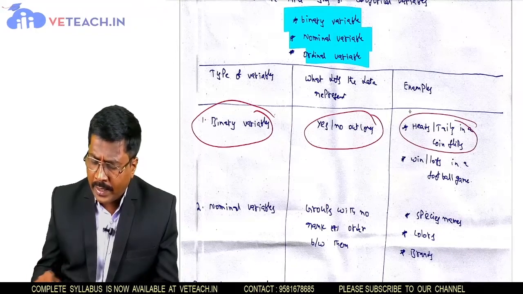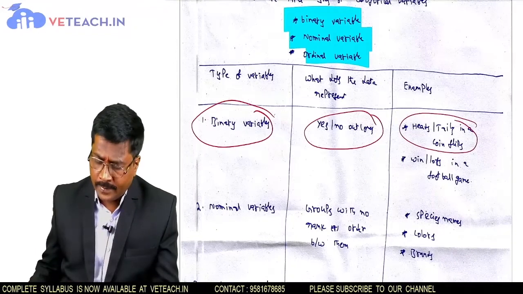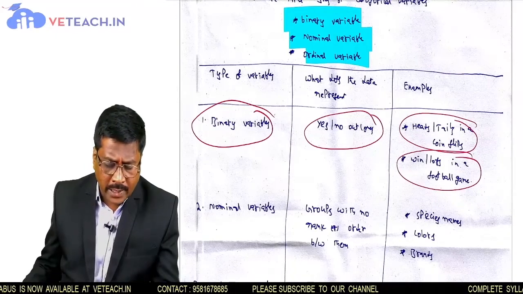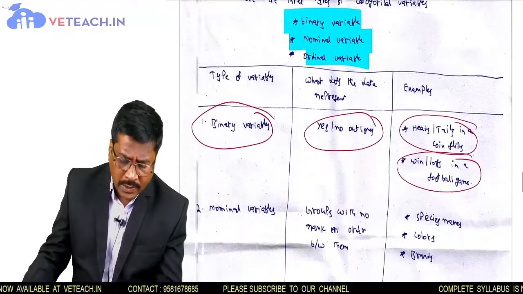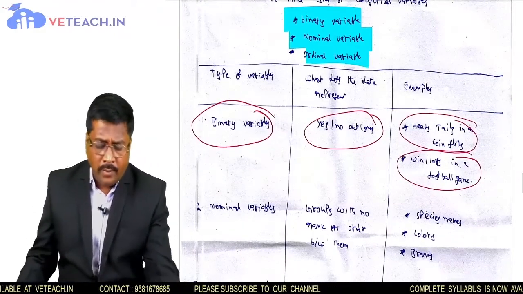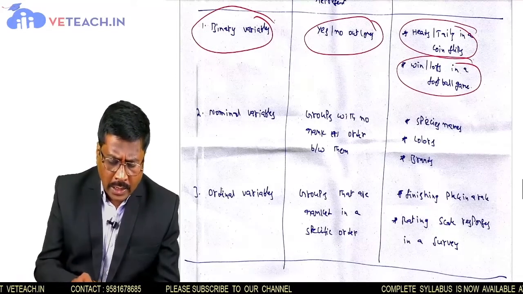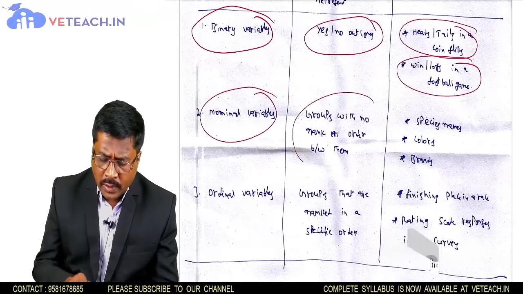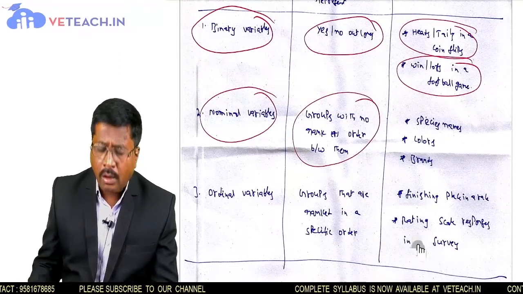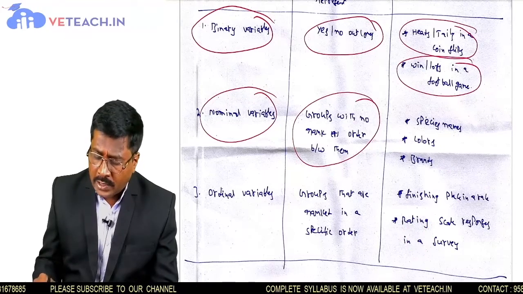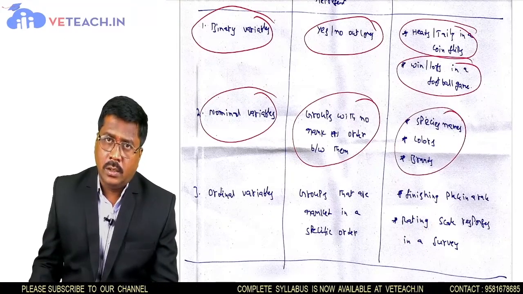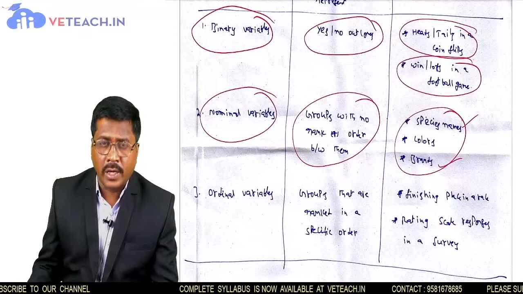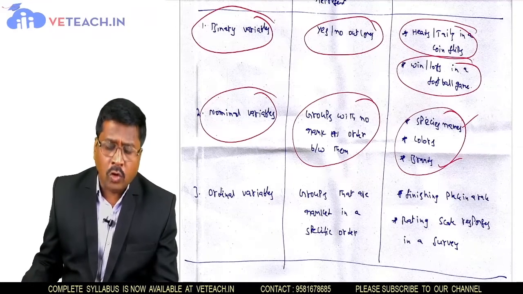These are the examples: heads or tails in a coin flip, and also win or loss in a football game. The second one is nominal variables. Nominal variables mean it groups with no rank or order between them. The best examples are the colors, the brands, and the species names of the trees in a forest. So these are nominal variables.